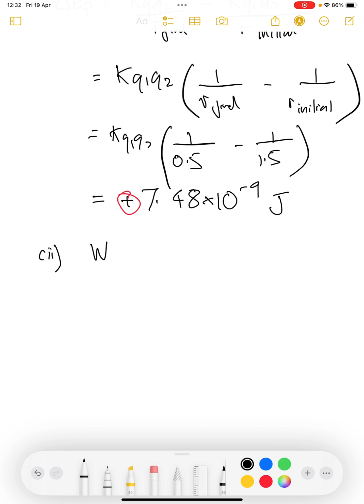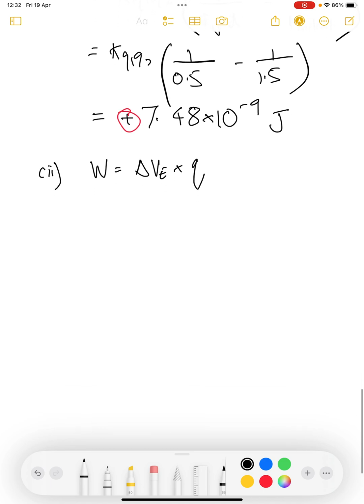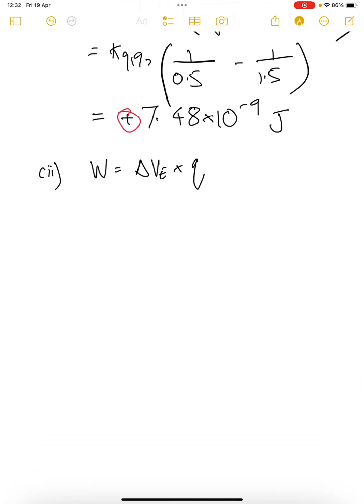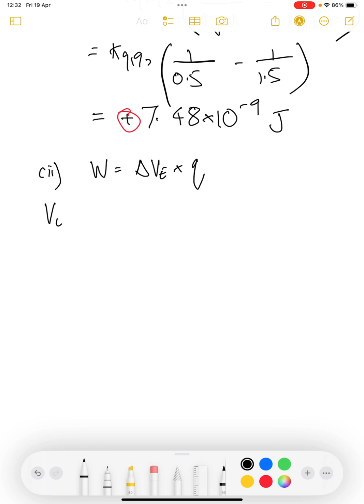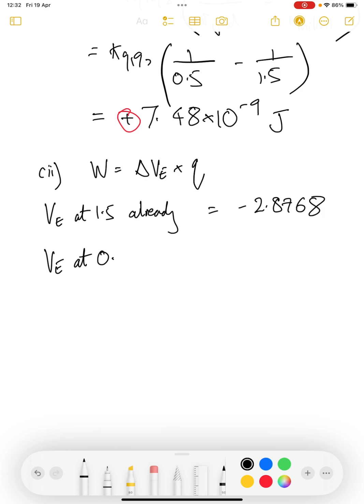So I'm going to use a separate technique. I have VE at 1.5 already. That is minus 2.8768. So now I do my VE at 0.5.